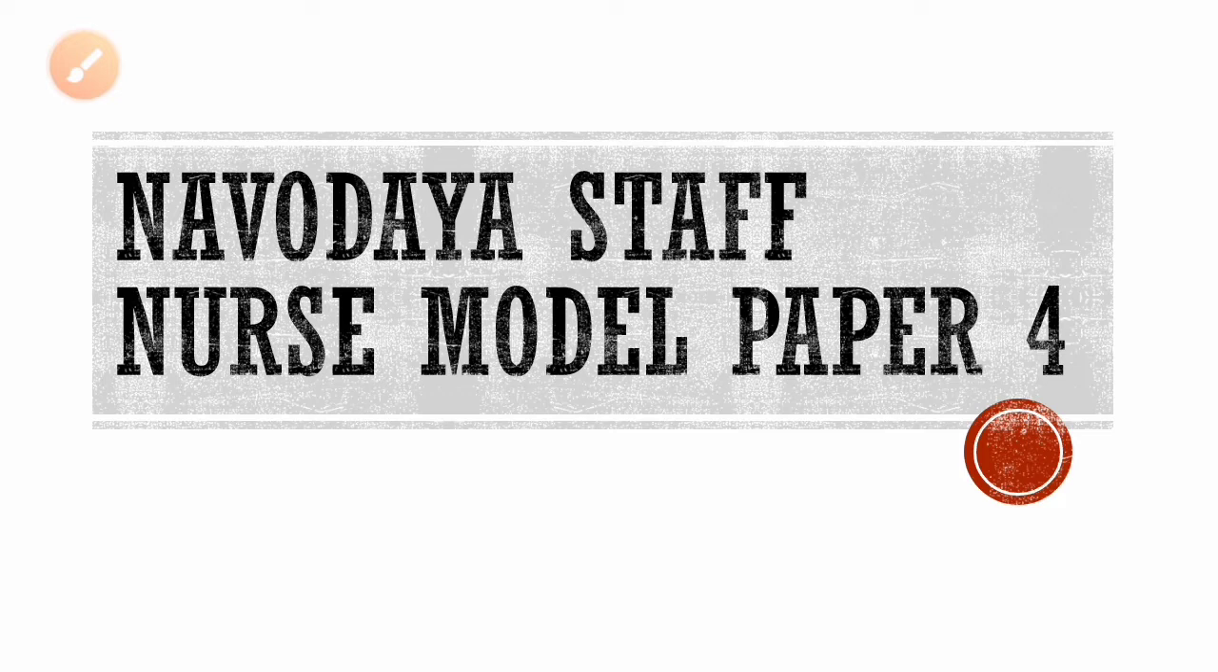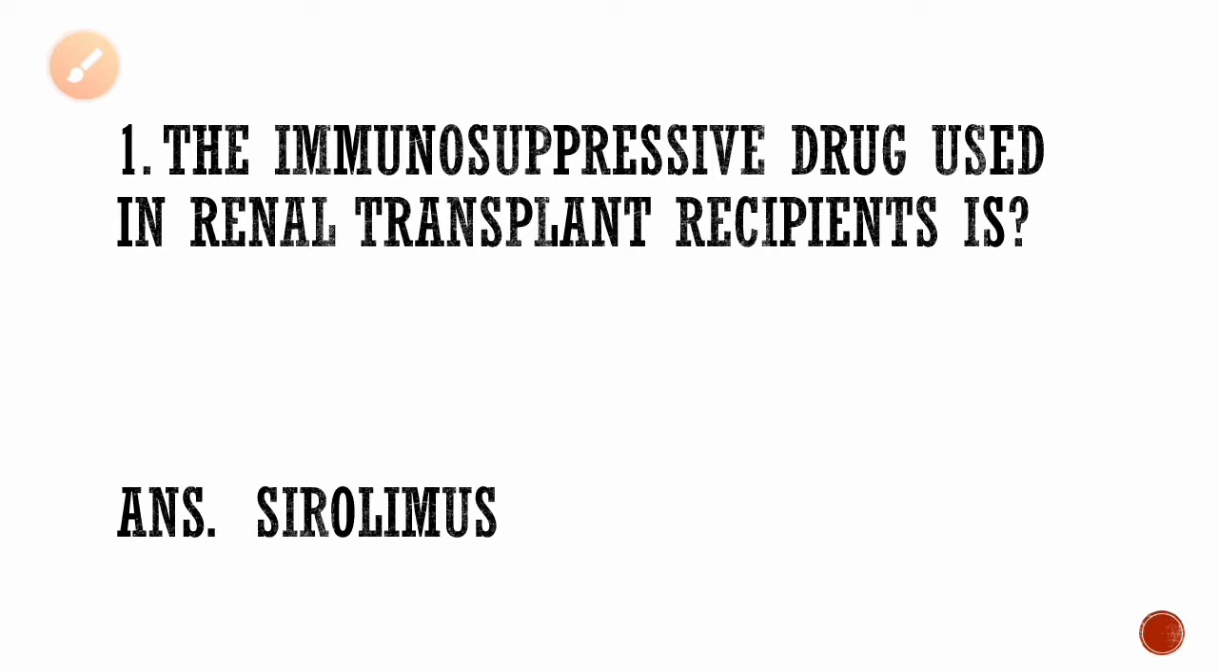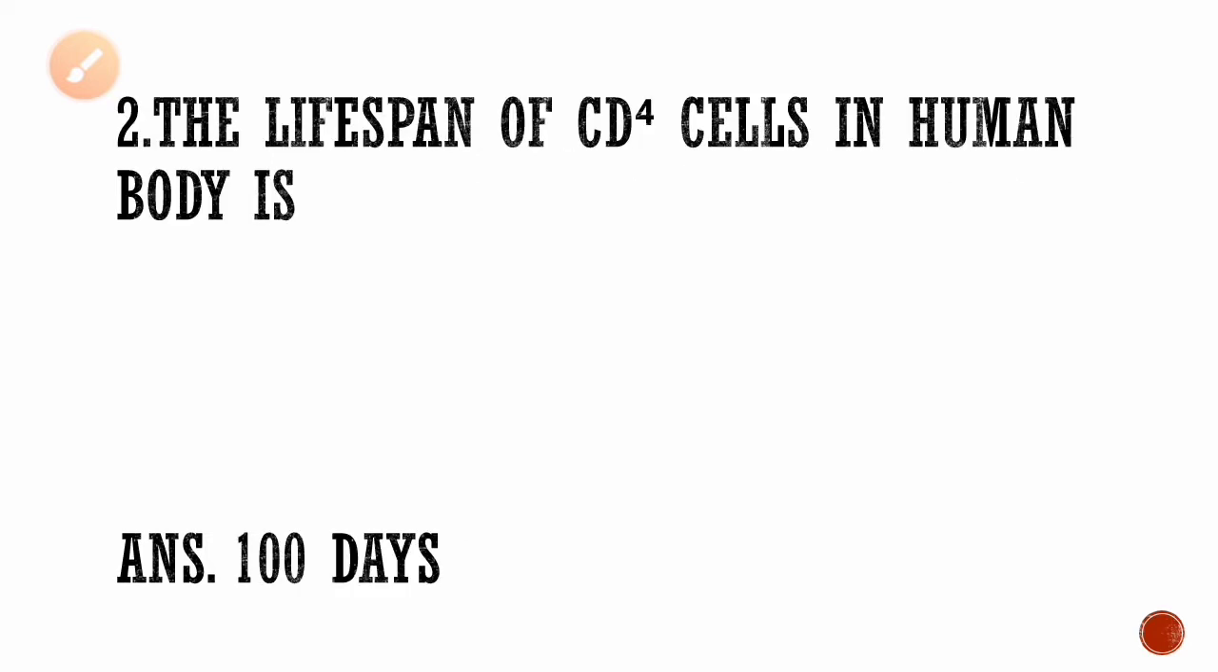So let's dive into the video. The first question: the immunosuppressive drug used in renal transplant recipients is. So we all know after renal transplantation or any organ transplantation, we'll give immunosuppressive drugs so that the organ will be accepted by the body. So the commonly used drug for kidney transplant is sirolimus. Okay, sirolimus is a drug of choice, mainly an immunosuppressive drug used in cases of renal transplant.